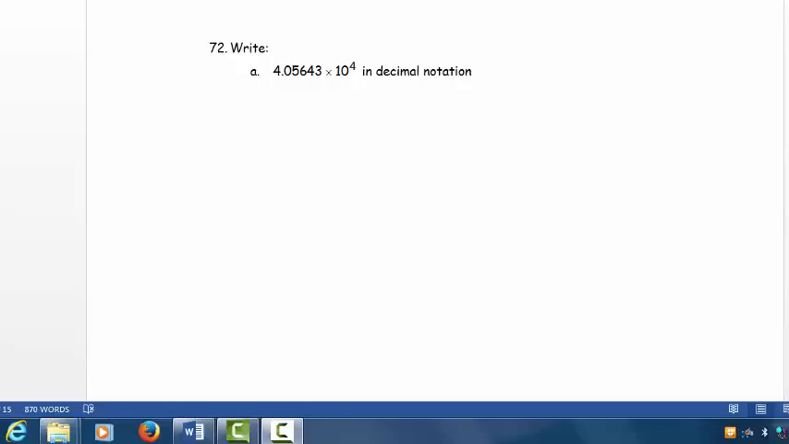Math 082, Practice Final Exam Review, Problem 72, Parts A, B, C, and D. Here in 72, we have a decimal multiplied by a power of 10. Multiplying by a power of 10 has the effect of moving the decimal either to the right or to the left. Because the exponent is positive, that's a signal to move the decimal to the right 4 places. 1, 2, 3, 4.